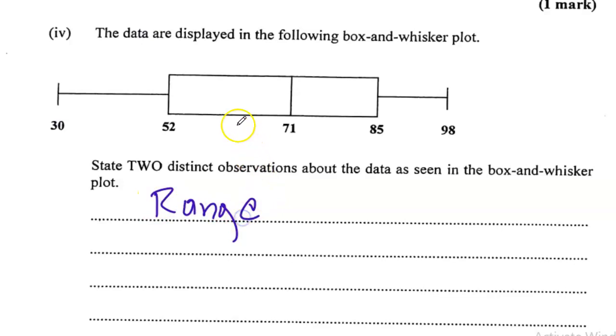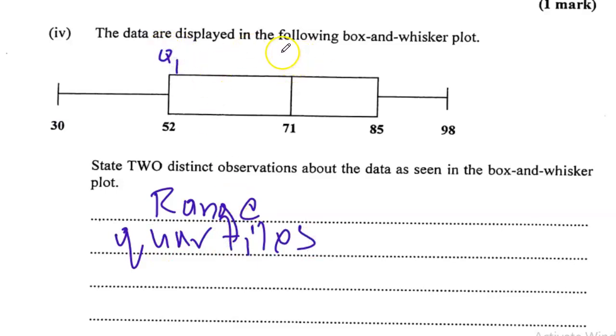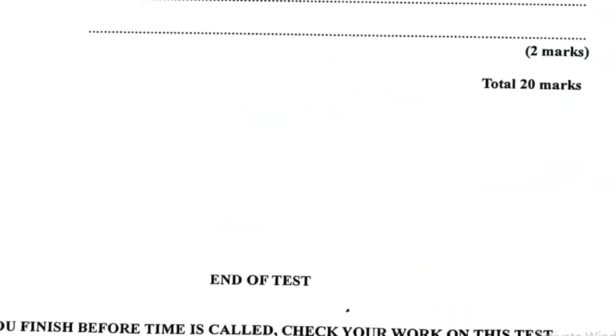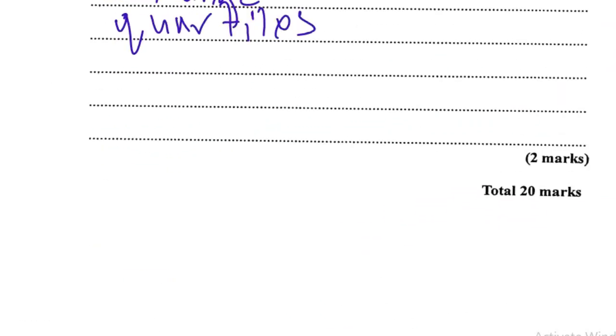We can see the quartiles. We can see all the quartiles. The first quartile is 52. The second quartile, or the median, is 71. The third quartile is 63. All right. Those are at least two of the observations we can take from the data. So that's it. End of paper.